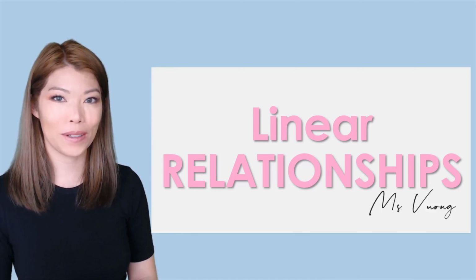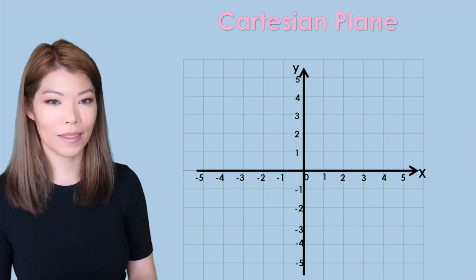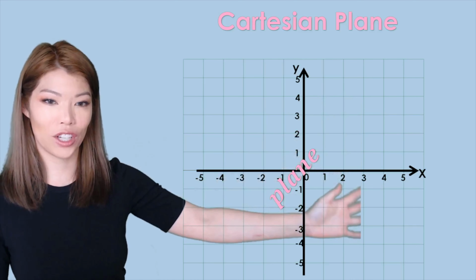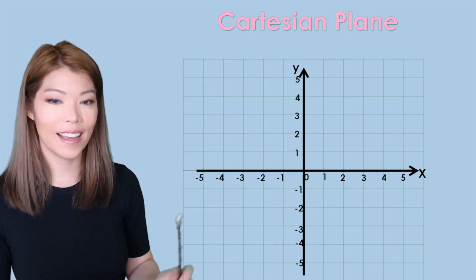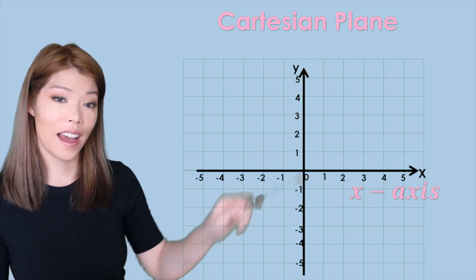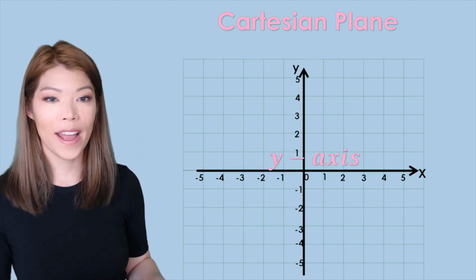Hi, today we're going to look at linear relationships. Where do we draw these? We draw these on a Cartesian plane. This whole section, this flat section, is called a plane. The horizontal line with all these numbers is called the x-axis, and the vertical line is called the y-axis.